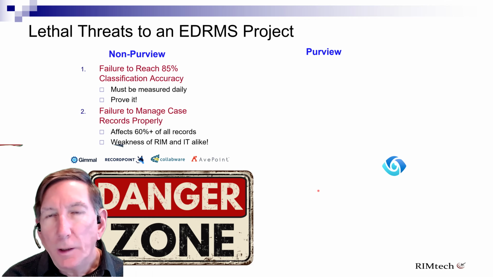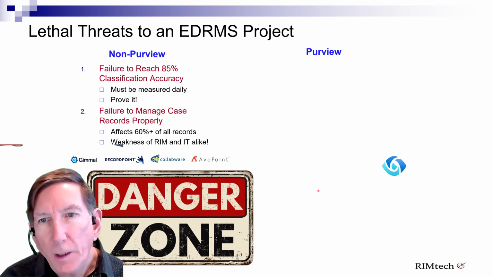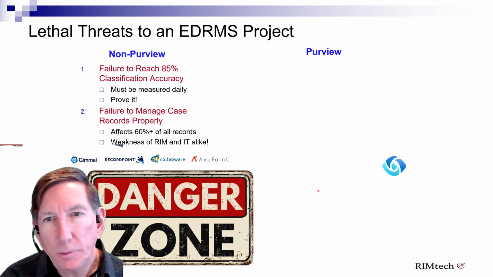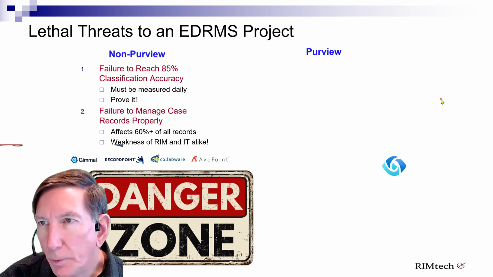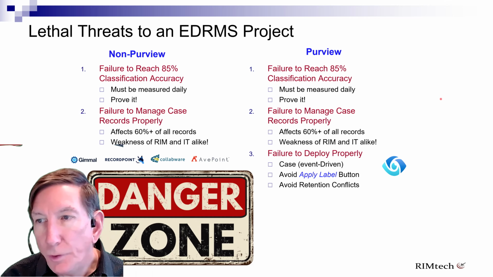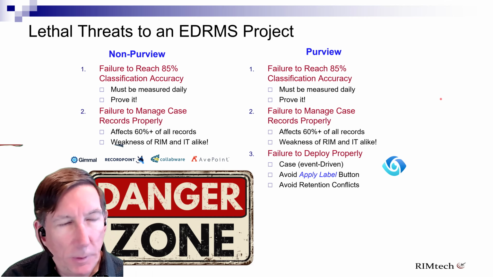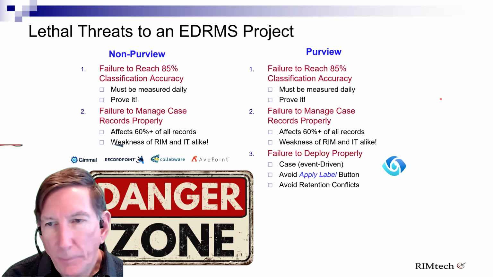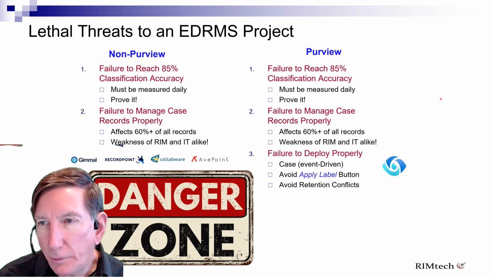So be careful, okay? In my opinion, most projects out there today suffer from one or both of these two failures. So there are two types of projects out there: non-purview and purview. The two failures are applicable to non-purview projects. If you are doing purview, then the two that I just talked about apply, but there's a third one, which is failure to deploy purview properly, okay? Purview is tricky to deploy, requires a lot more thought and care and management, and it's easier to get it wrong.